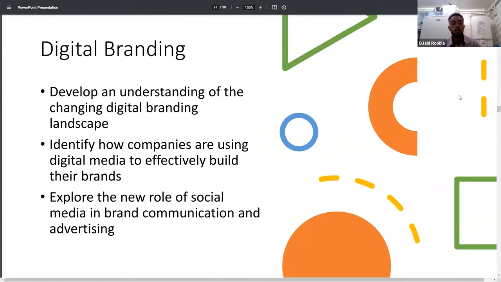So you will need to do regular updating and regular understanding of your digital brand, because your digital brand will evolve over time. And certainly your branding will evolve over time as well. Identify how other organizations operating in a similar market are performing, how they are effectively working in that particular market, yeah? And you also need to explore the new role of social media in brand communication and advertising.